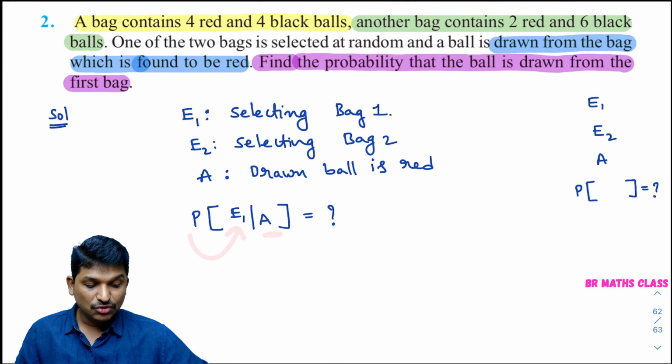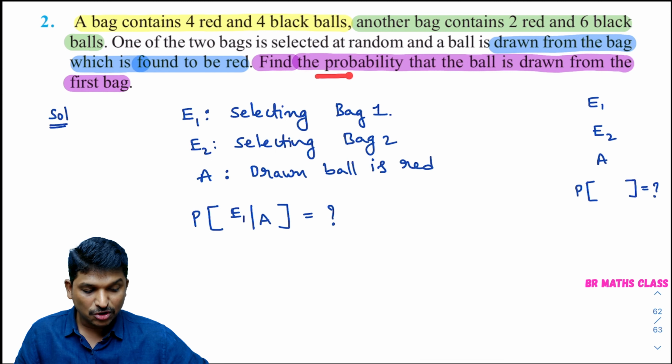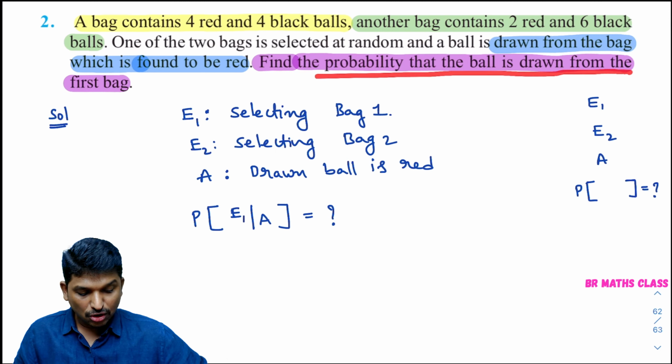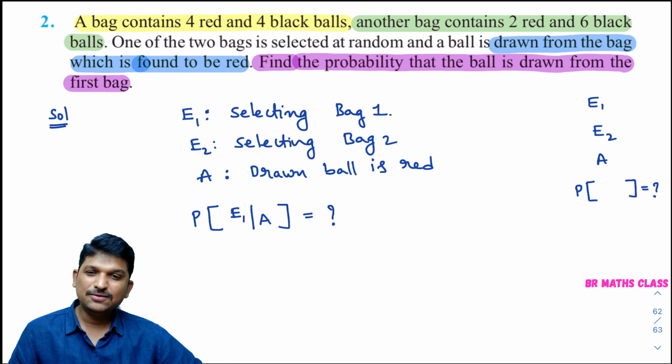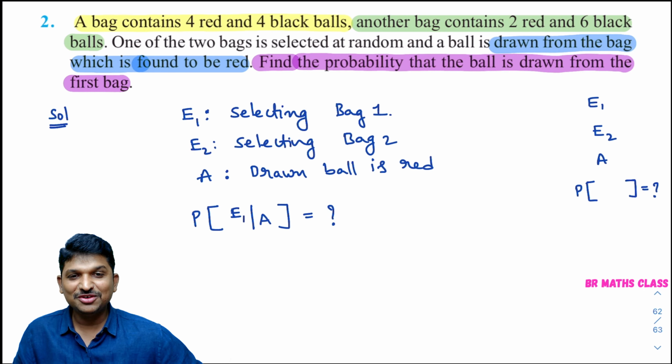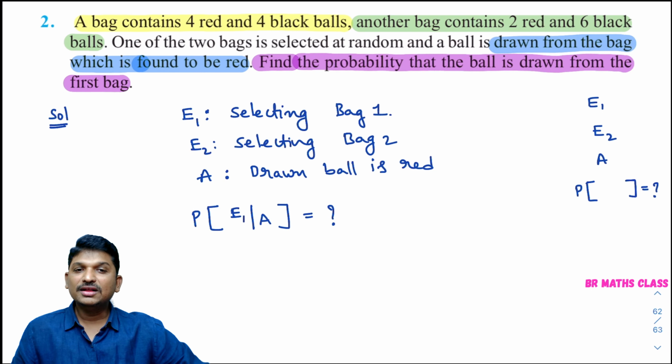So here we selected one bag and a ball is drawn. That ball is found to be red. What they are asking in the question is to find the probability that the drawn ball is from the first bag. I hope you are understanding. These are confusing only. In case you are understanding, please comment below, right?